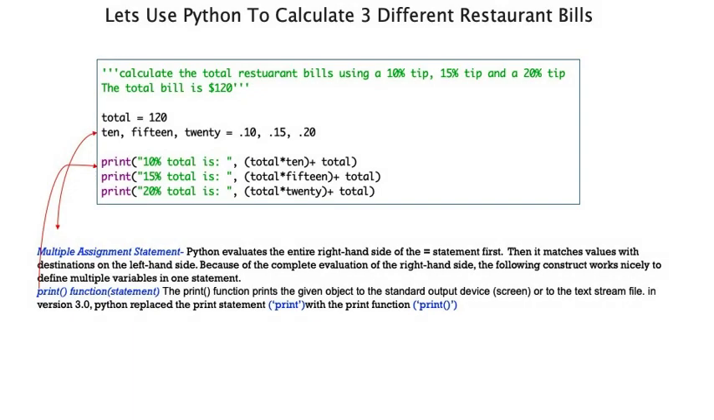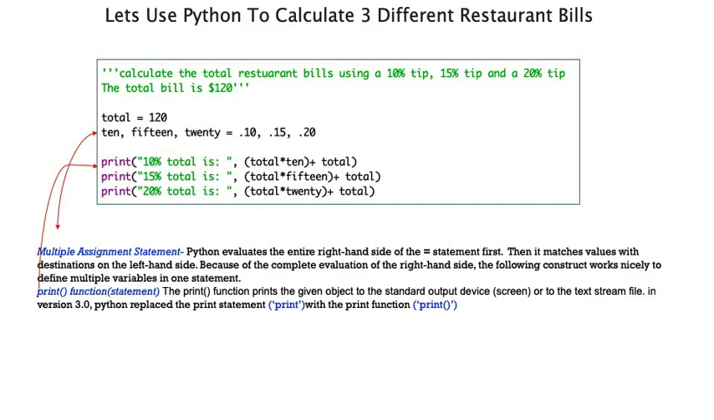In this assignment, we'll use Python to calculate 3 different restaurant bills. Our mission, to calculate the total restaurant bill using a 10% tip, a 15% tip, and then a 20% tip. The total bill is given to us as $120. So I expose you here to something new called the multiple assignment statement. The multiple assignment statement evaluates the entire right-hand side of the equal sign first. Then it matches values with destinations on the left-hand side.